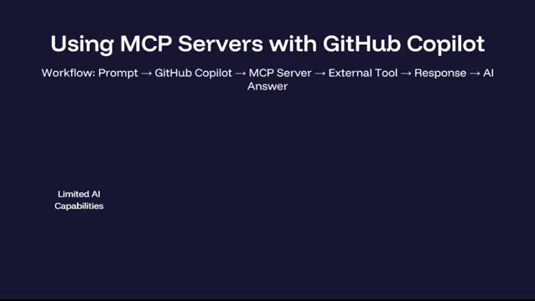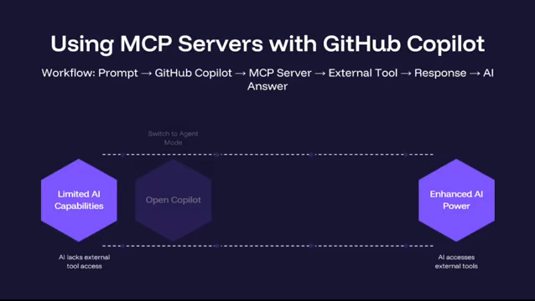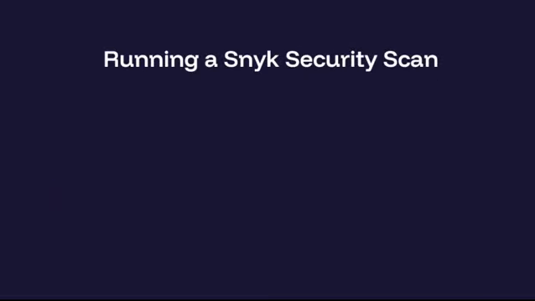The workflow is very simple here. We write a prompt, GitHub Copilot processes it, and the MCP server simply connects to the external tools. So the tools perform the required task, and the result is sent back to GitHub Copilot. Finally, AI provides us with the complete response. Okay, so this is how the whole thing is working. So this is how AI moves beyond simple text generation and starts performing real world tasks.